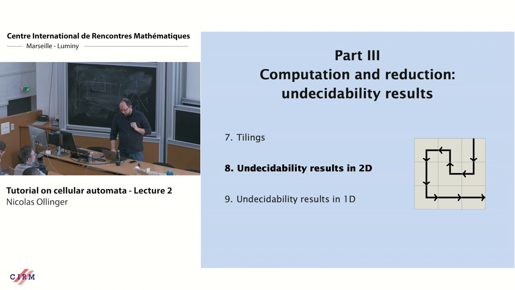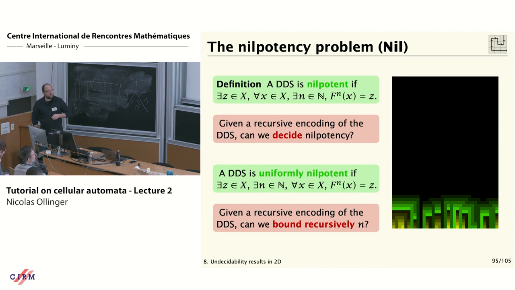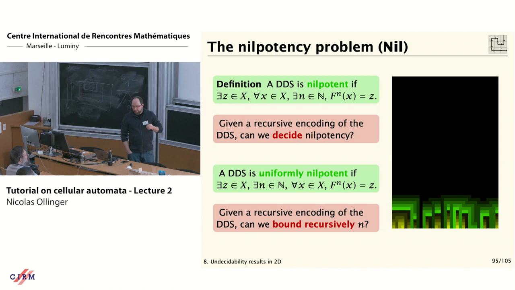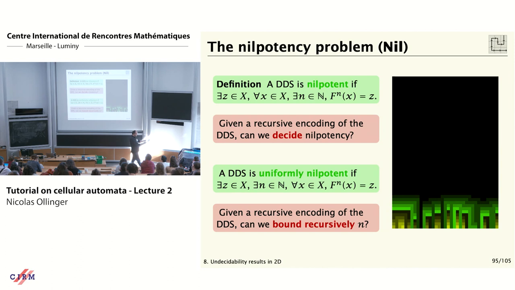So let me state one problem, which is quite natural after what I said in part two. Nilpotent means that every configuration reaches a common fixed point at some time, right? So a natural question is, I give you a cellular automaton, and you want to check if it's nilpotent. First, you might see that if a cellular automaton is nilpotent, then it's also uniformly nilpotent. What do I mean by that? Every configuration reaches a fixed point which is monochromatic, but there is a particular time bound so that after that time, every configuration has entered that monochromatic configuration.